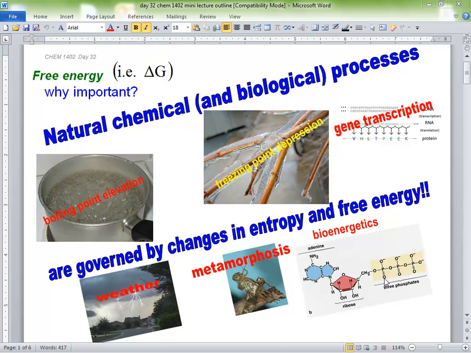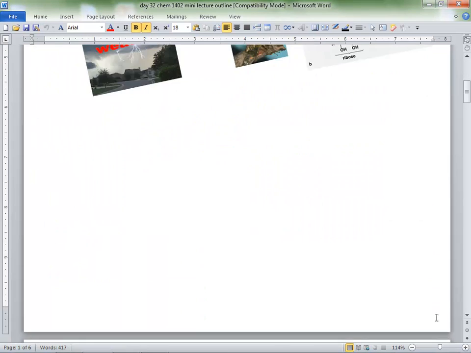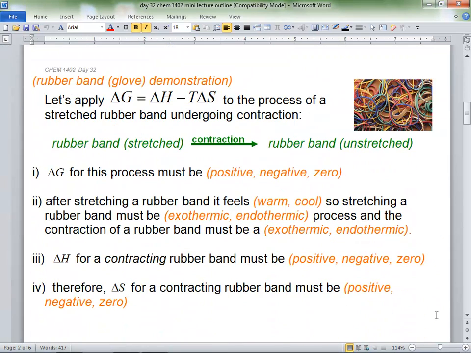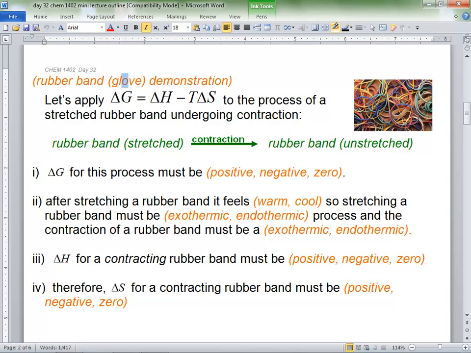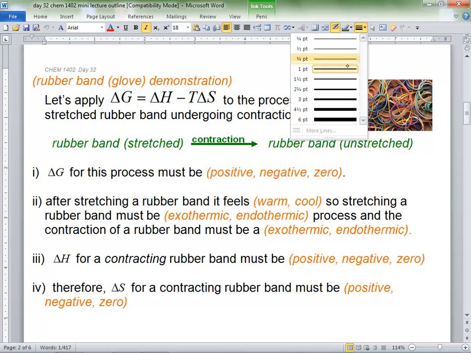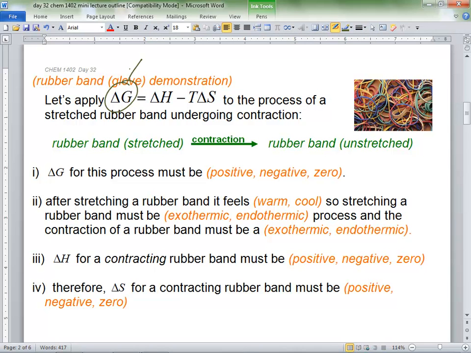So let's see if we can get some insights into entropy, just taking a look at stretching. I don't have a bunch of rubber bands, but I do have these gloves, okay? And hopefully you grabbed one. So let's apply our Gibbs free energy equation, delta G. All right. Apply our delta G equation to this. So the reaction or the process we're interested in is having a rubber band stretched and then it contracts, right?